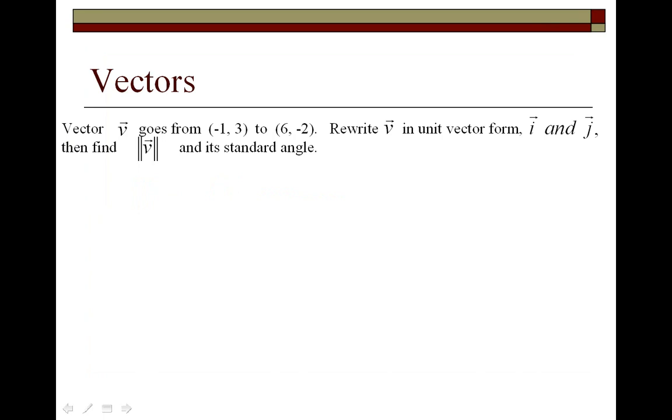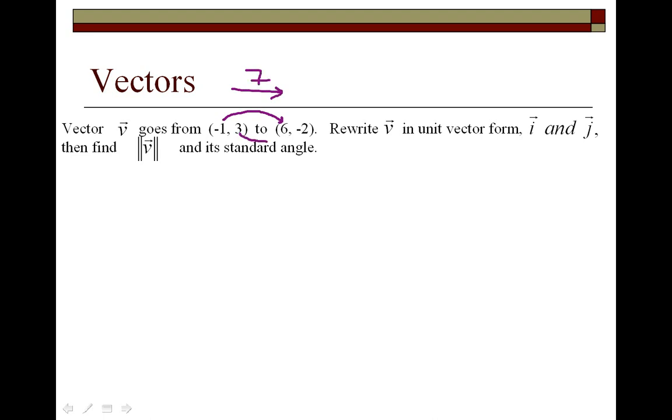Now remember, i is a vector that goes in the x direction 1 unit. j is a vector that goes in the y direction 1 unit. We want to find the magnitude of v and its standard angle. So first of all, I want to look at my points. I went from -1 up to 6, so I went horizontally 7 units.